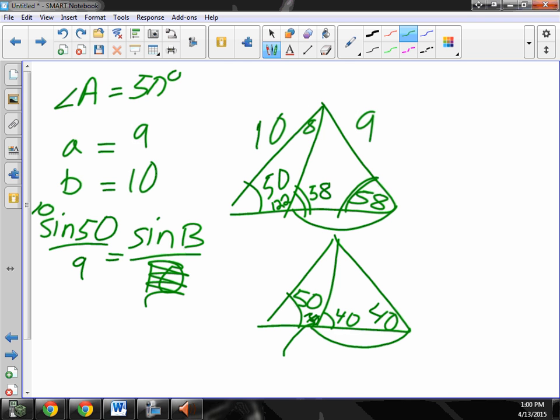Can 140 and 50 and another angle make a triangle? No, because 140 and 50 make 190. We're already too big. So that's why that rule works.